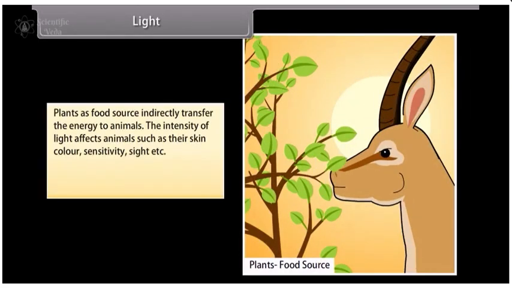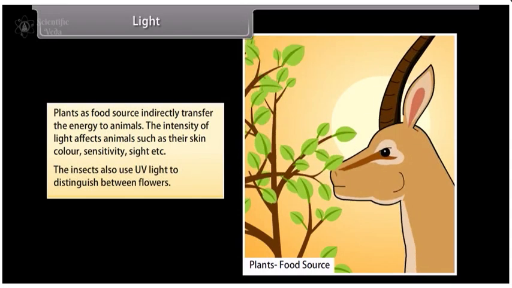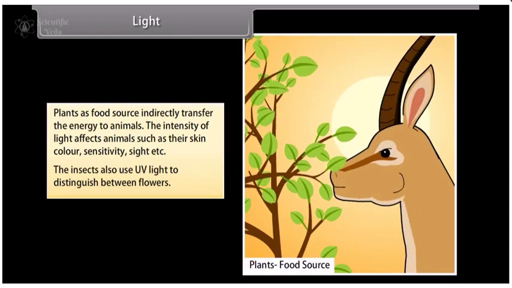Plants as food source indirectly transfer the energy to animals. The intensity of light affects animals such as their skin color, sensitivity, sight, etc. The insects also use UV light to distinguish between flowers.